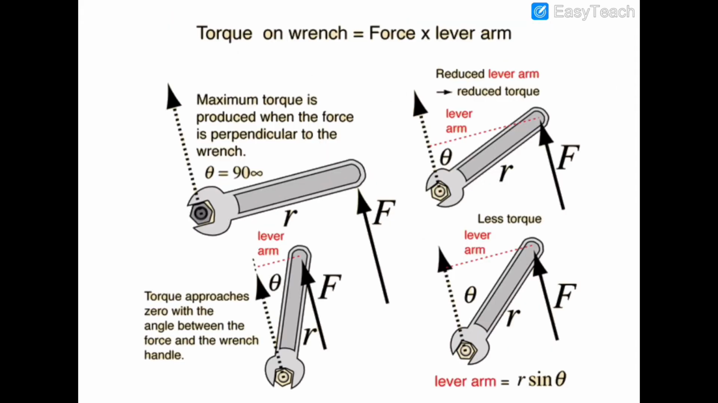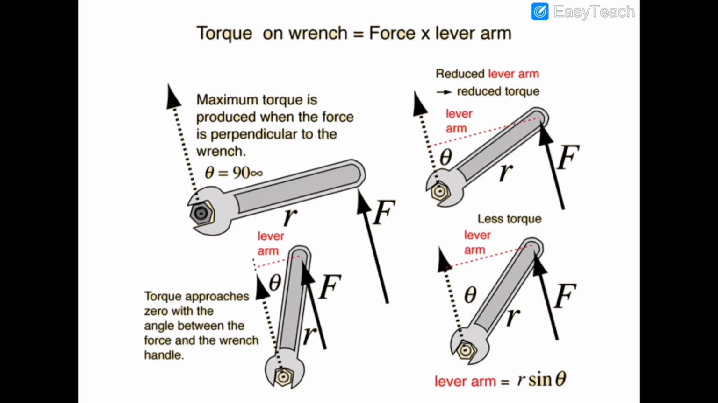Now this is another example in which we are writing the torque on the wrench by the formula force into lever arm. Now lever arm is the perpendicular distance of the point of application of force from the hinge. So you can see that in this case the force is perpendicular to the wrench, therefore the perpendicular distance of the force from the hinge would be this one, R, and therefore the torque would be F into R. So this torque would be maximum also.